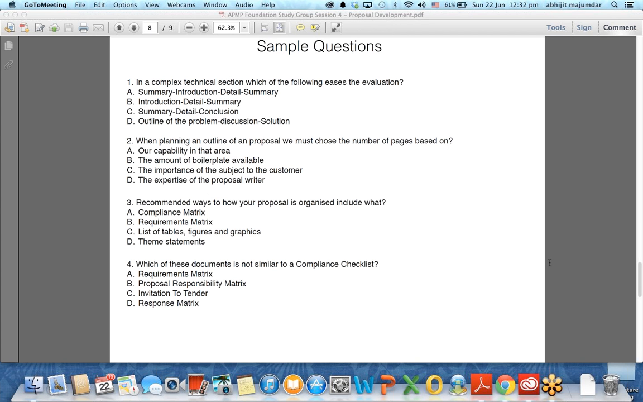Your sequence has to be: first is the vision alignment, then your solution alignment, then your capability alignment, and then your discriminators and your features above your competition. That is exactly how your executive summary should be organized, and that is how I have seen it organized. I have seen the best of the executive summaries written.